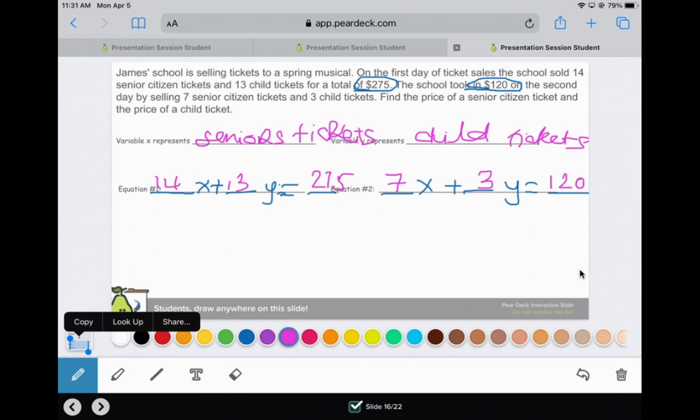So this is how I would set it up. Even though you may not remember how to solve it, hopefully you can set it up, and you can at least get half credit for being able to set it up. Questions on how I set it up?